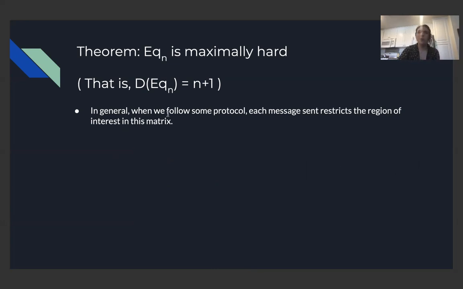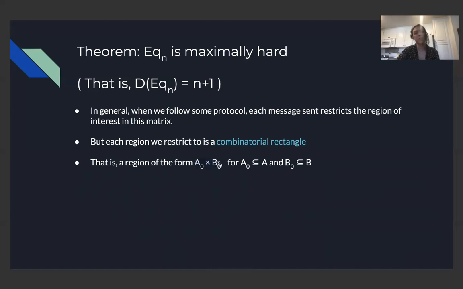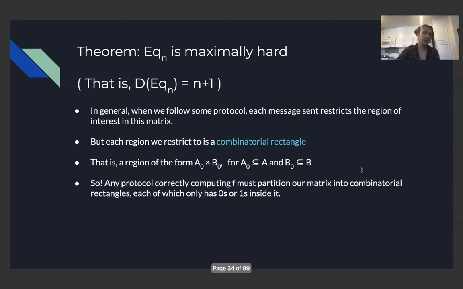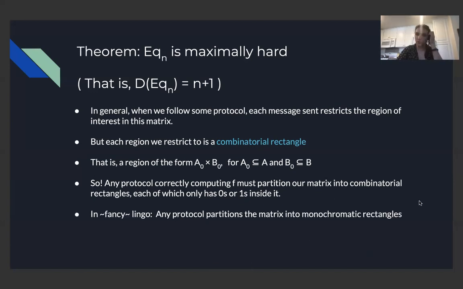So in general, when we follow some protocol, each message is going to restrict the region of interest in this matrix. And moreover, each region we restrict to is a combinatorial rectangle. And by a combinatorial rectangle, we mean a region of the form A0 times B0, where A0 is a subset of A and B0 is a subset of B. So we're only interested in things that look like the product of two subsets. So it can't be any old region. And so any protocol correctly computing f must partition our matrix into combinatorial rectangles, each of which is monochromatic. And I think I say in fancy lingo, this is called monochromaticity.